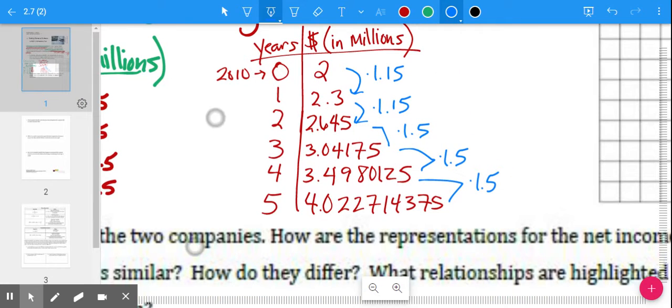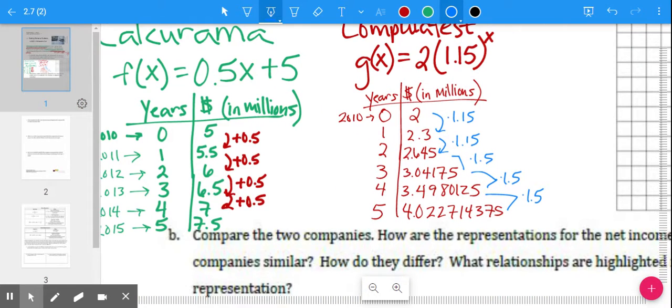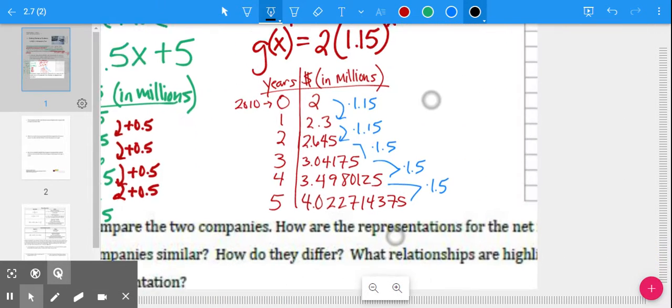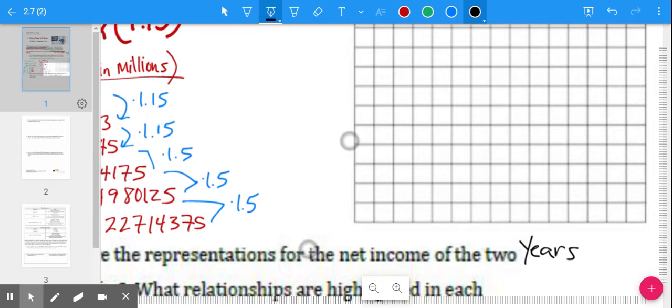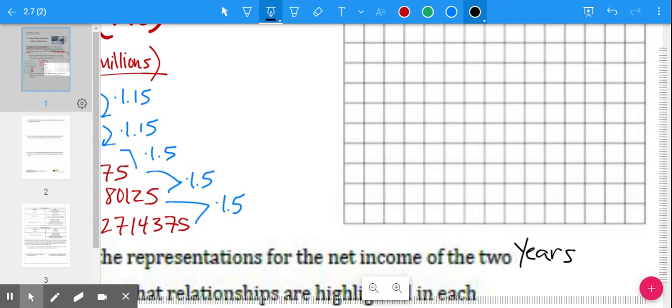So now we have to put both of these on the graph. So the first thing I notice is that ComputerFest just really isn't bringing in that much money compared to Calcurama. Is that always going to be the case? And that's what we're going to use our graph to find out. So the first thing you want to do is label your graph. So we know the x values are years, and the y values is the amount of money in millions.